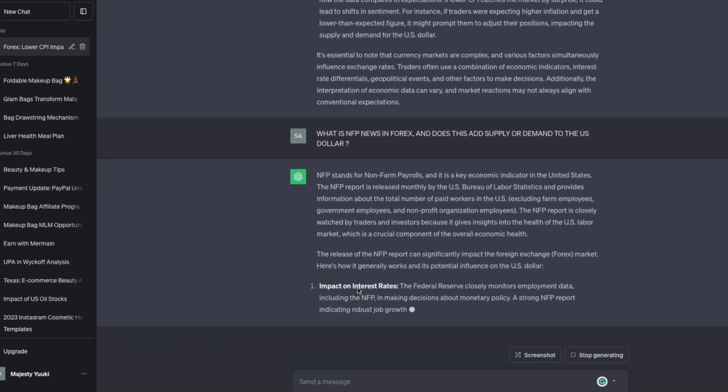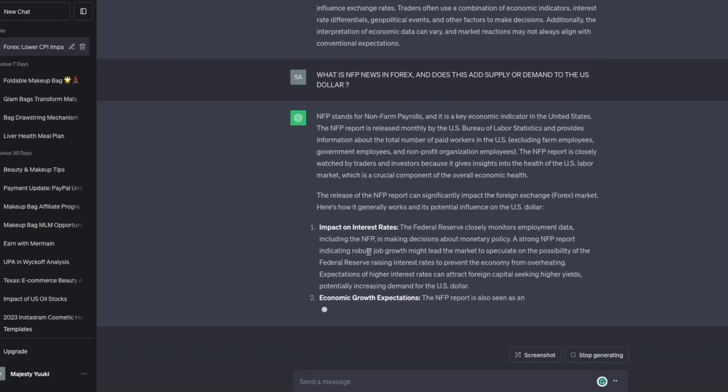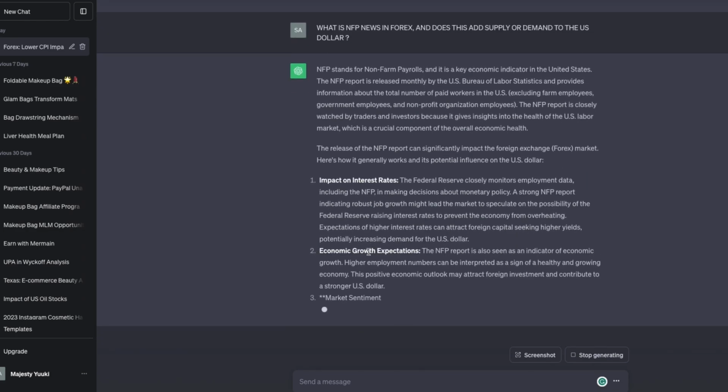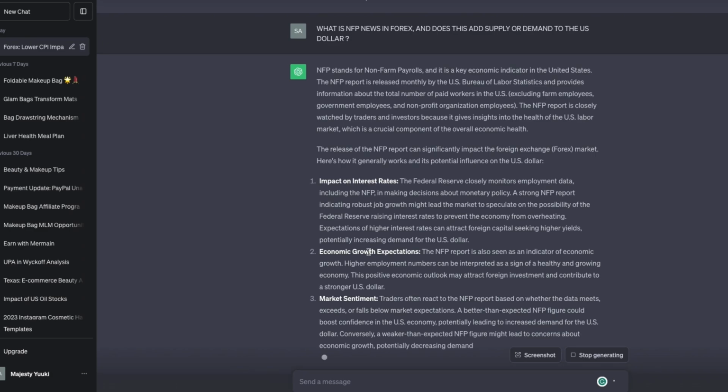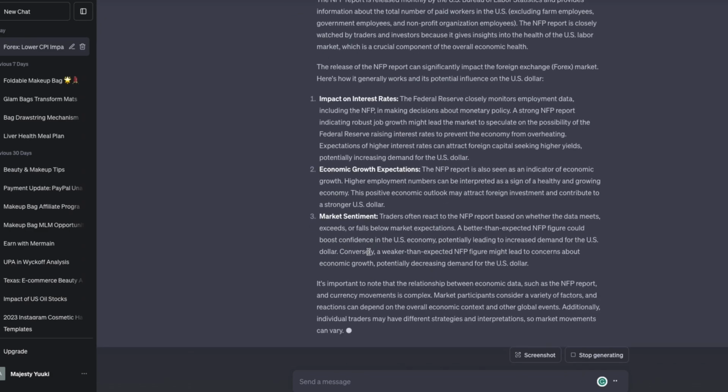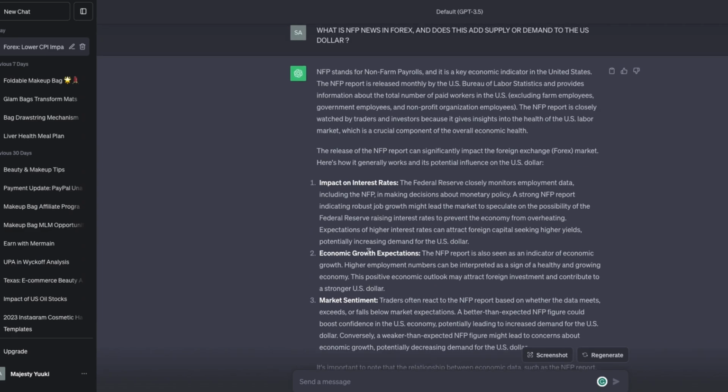All right, so we're seeing all this data here. It's breaking down what it is. It's showing us what it means if there's higher growth than expected, and market sentiment. Okay. The NFP report is closely watched by investors, and it gives insights into the health of the U.S. labor market, which is a crucial component of the overall economic health. Okay, so you can literally just copy this and make a digital notepad with this if you want, and let's say open another tab and add that there.